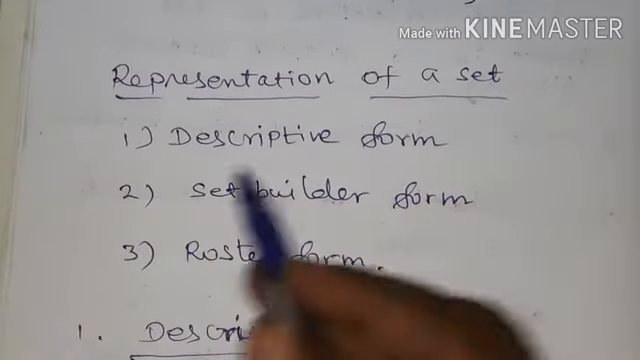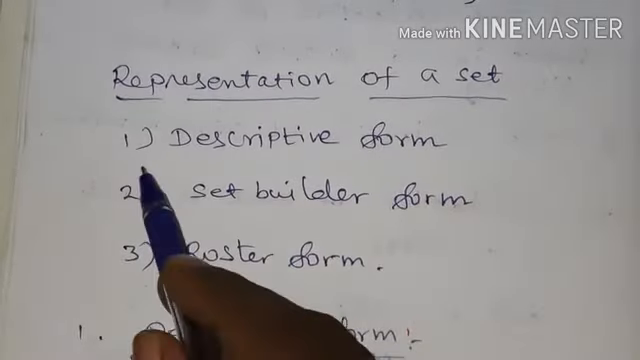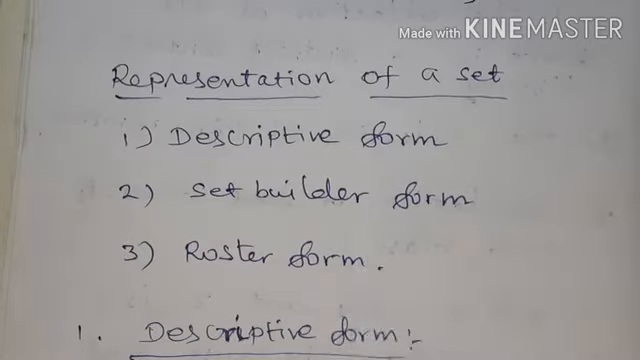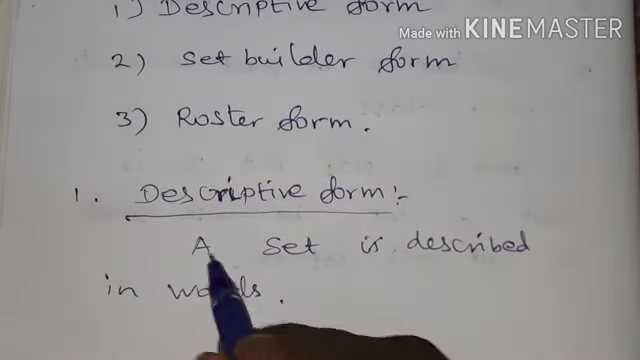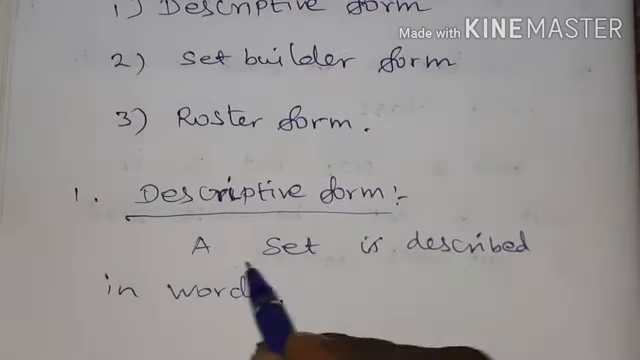Representation of a set. First one, descriptive form. Second one, set builder form. Third one, roster form. First, descriptive form. Descriptive form means a set is described in words.